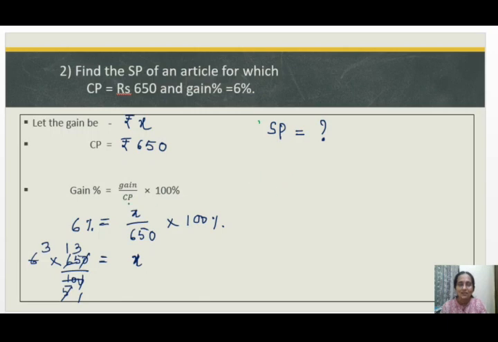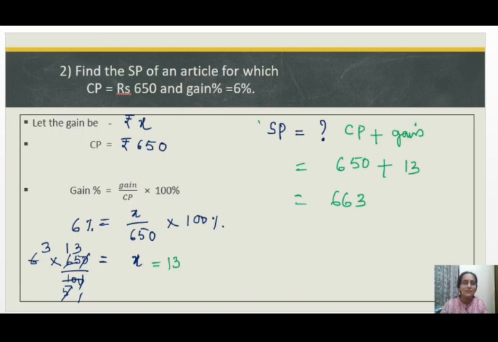Now what should be the selling price? How will you get the selling price? Selling price is more now. It is cost price plus gain, right? Cost price is 650 plus gain is 13. Here x is 13. Now it is 663. 3 threes are 9. Okay, one minute.